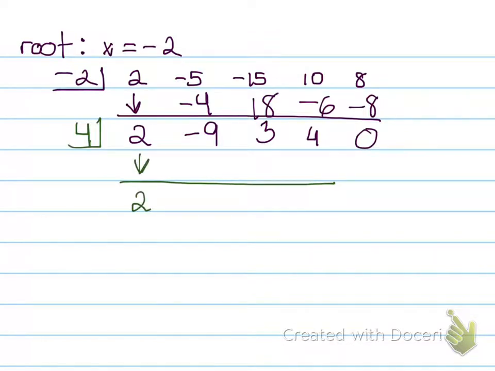So bring down my first number, which is 2. I'm going to multiply 4 times 2 to give me 8. Add straight down, that gives me -1. -1 times 4 gives me -4. I'm going to add straight down, that gives me -1. -1 times 4, that gives me -4. Add straight down, that gives me 0. Now I have my A, B, C that I can use in the quadratic formula.